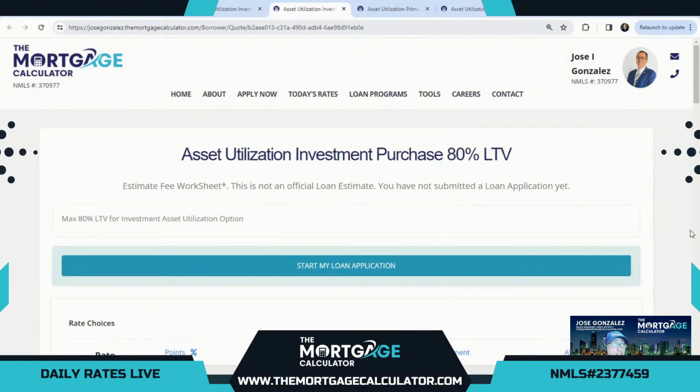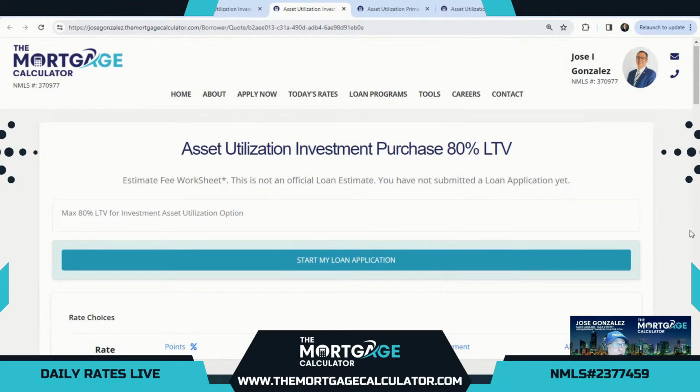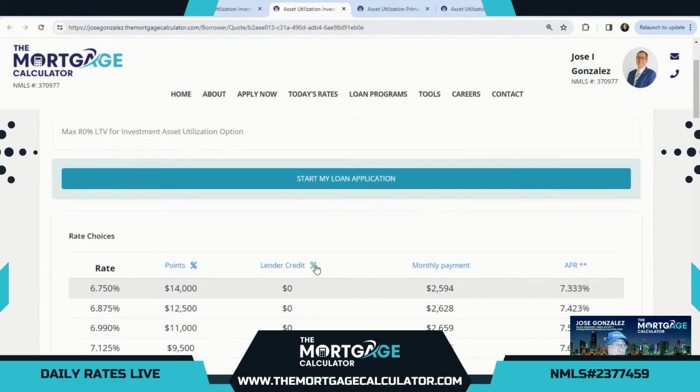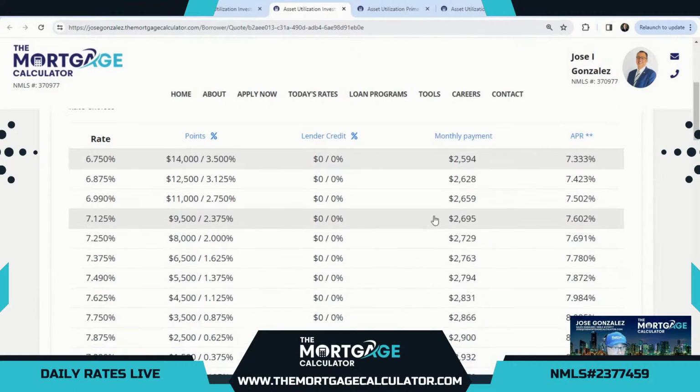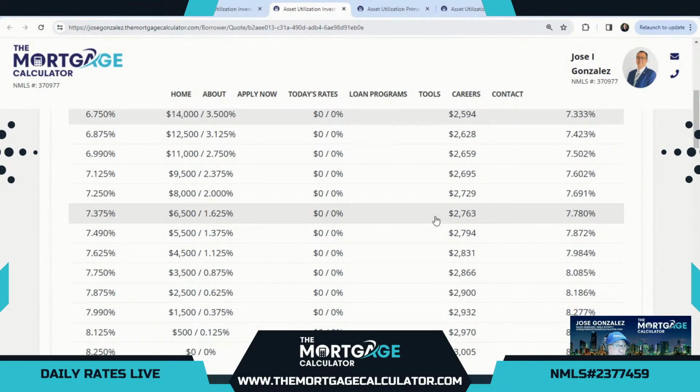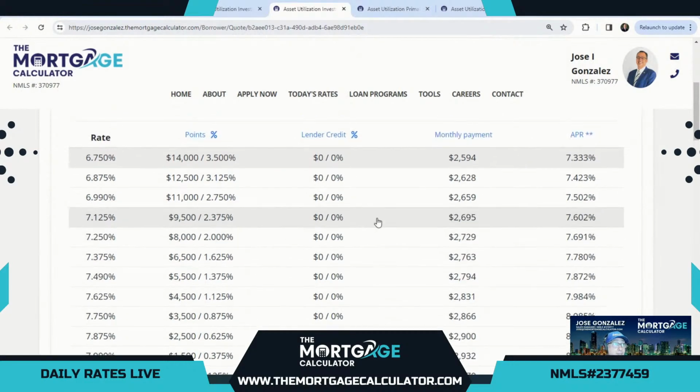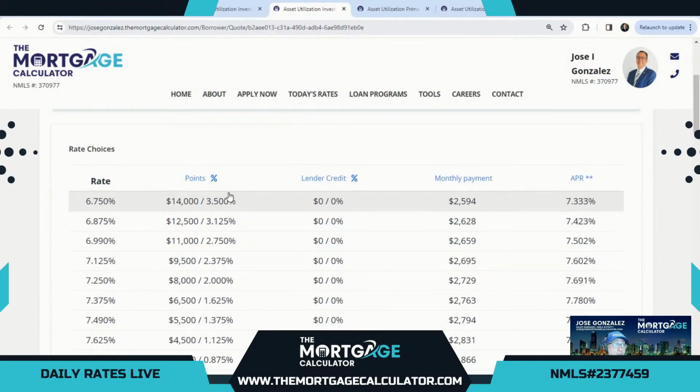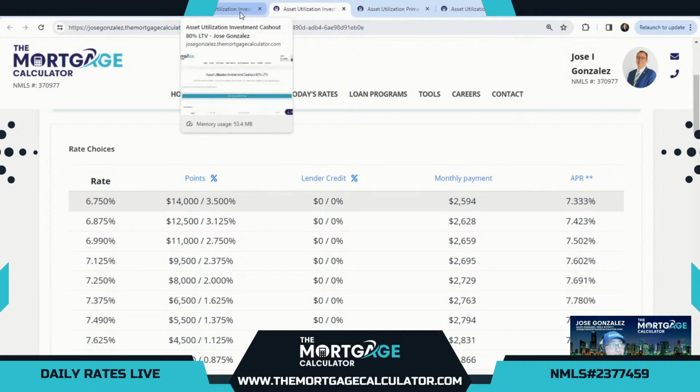And now our asset utilization investment, right? 80% is the maximum LTV for asset utilization investment options. So here you have 8.25% with a little bit of a lender credit, and you can buy that down all the way to, wow, 6.75%. That's a very good option there.